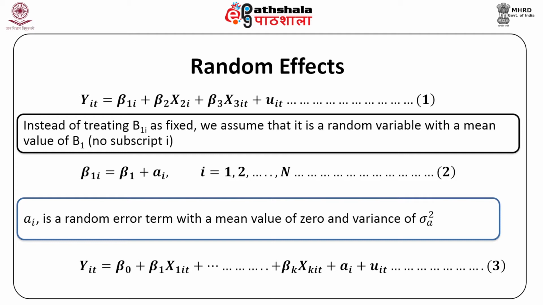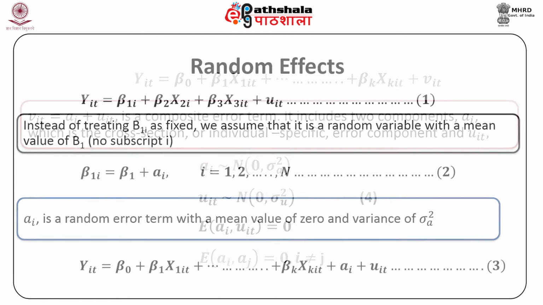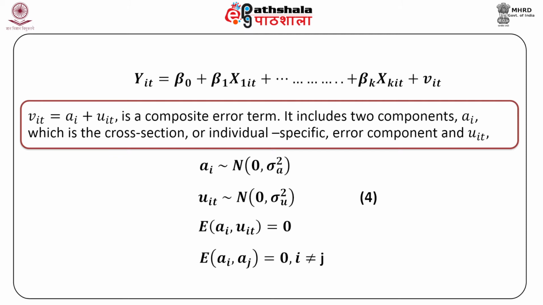Substituting equation 2 into 1, we get the unobserved effects model. Y_it = beta_0 + beta_1 X_1it + and so on up to beta_k X_kit + a_i + mu_it. This can be further represented as Y_it = beta_0 + beta_1 X_1it going till beta_k X_kit + v_it, where v_it = a_i + mu_it is a composite error term.